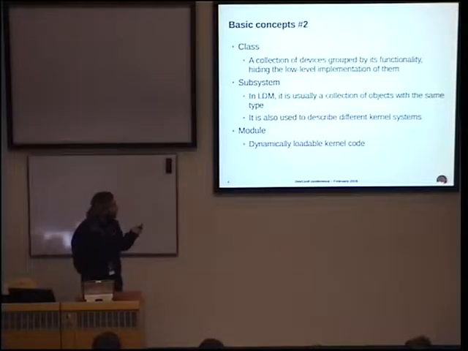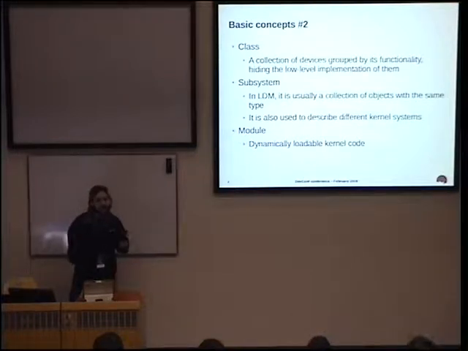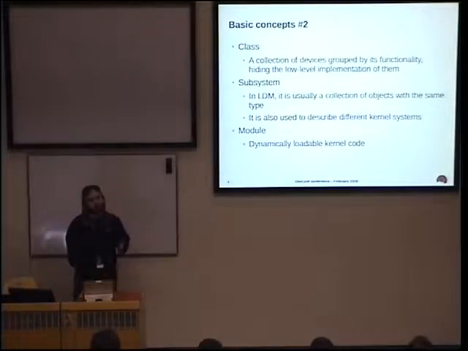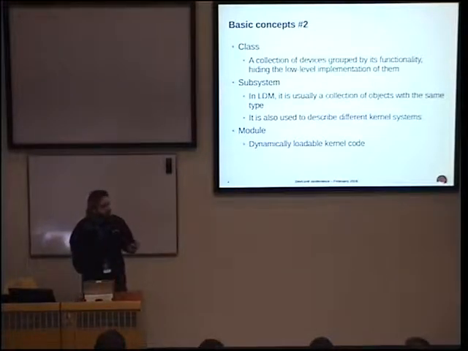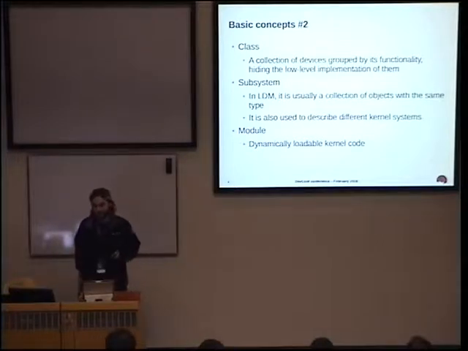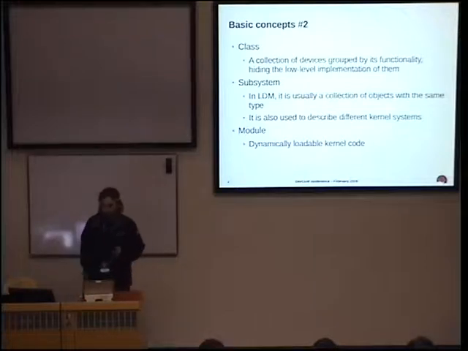So in the block class, we know that all devices under it will always be randomly accessed block devices. We have the concept of subsystem too, which is quite difficult to explain because it has a lot of meanings inside the kernel layer. But in the device model itself, it's basically a collection of objects of the same type. Again, for example, we have the block device subsystem and the character device subsystem. Generally speaking, almost every system inside the kernel is a subsystem, like the memory management subsystem, the file system subsystem, and so on. And the module is basically a piece of kernel code that can be dynamically loaded.